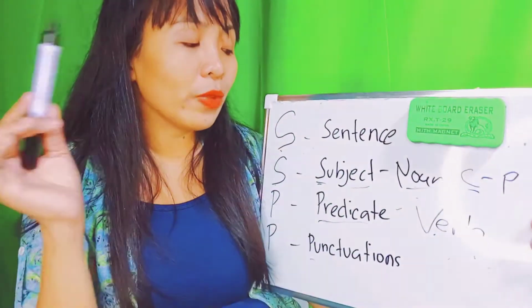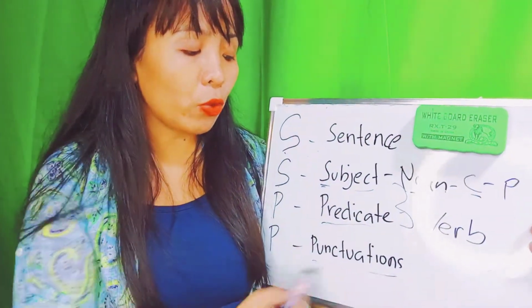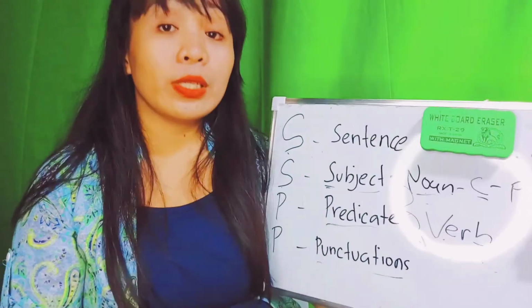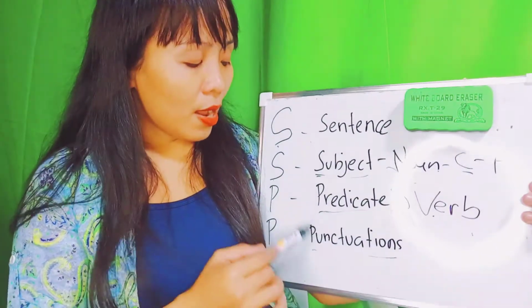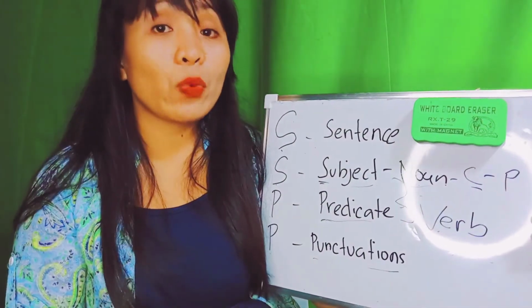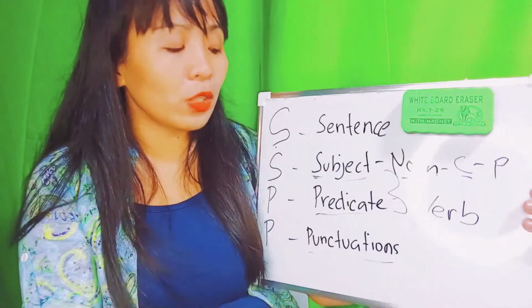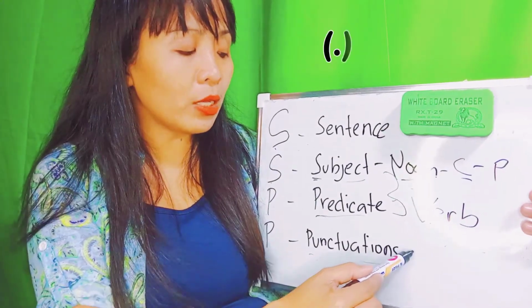Now, even no matter how good your subject and verb are, if you don't know how to use the proper punctuation, your sentence is still incorrect. So basically, we only have three kinds of punctuation, guys. It's very easy to remember. The first punctuation that you should always remember is the period.